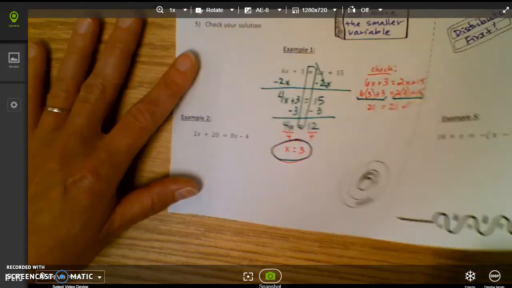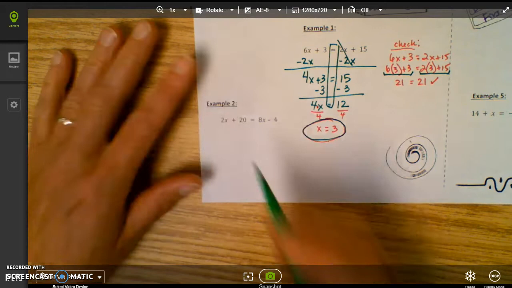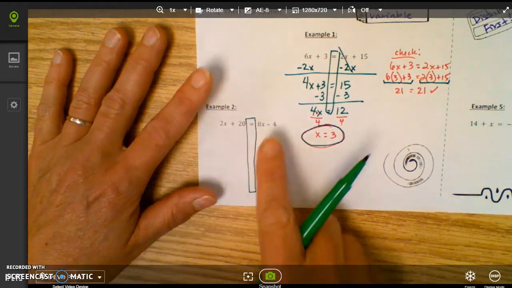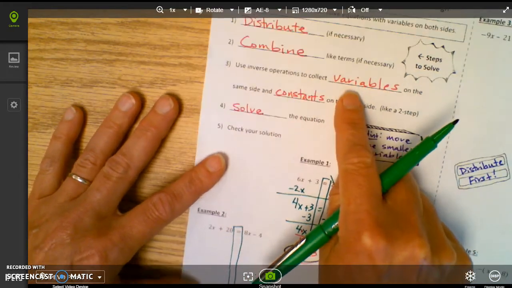Now we're going to do the next one. The next one's very similar. You have 2x plus 20 on one side. You have 8x minus 4 on the opposite side. If we realize there's no distributing and there's no combining like terms, we're moving on to step 3.